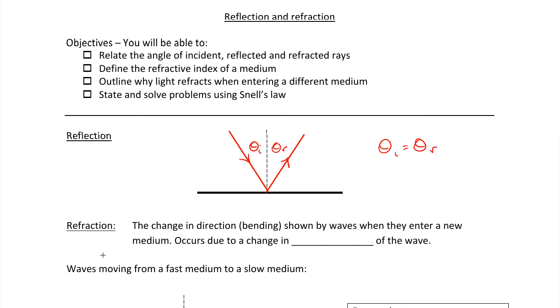We also saw a phenomenon at the bottom of the screen in the simulation where we had a transmitted ray that was bending relative to the angle of incidence. And that bending of waves when they enter a new medium we call refraction, and it occurs due to a change in the speed of the wave. Let's go back to the simulation.